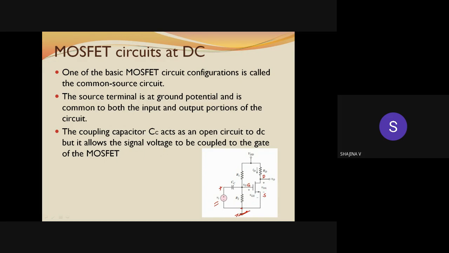Here this circuit can act as an amplifier. Okay, we can apply an input signal, and this coupling capacitor will act as an open circuit to DC, but it allows the AC signal to pass through to the gate of the MOSFET, and it can act as an amplifier. MOSFET as an amplifier, we will discuss in coming lectures. Okay, now we are considering the DC analysis, that is without applying input signal, how it will behave. That is what we are going to discuss now. That is MOSFET in DC condition. So here you have an NMOS transistor.